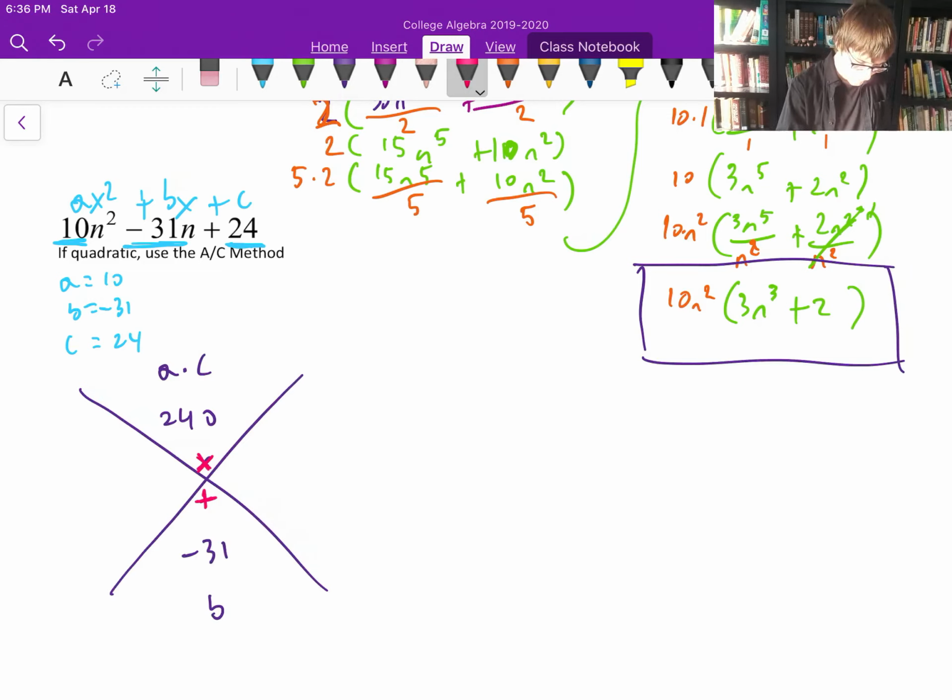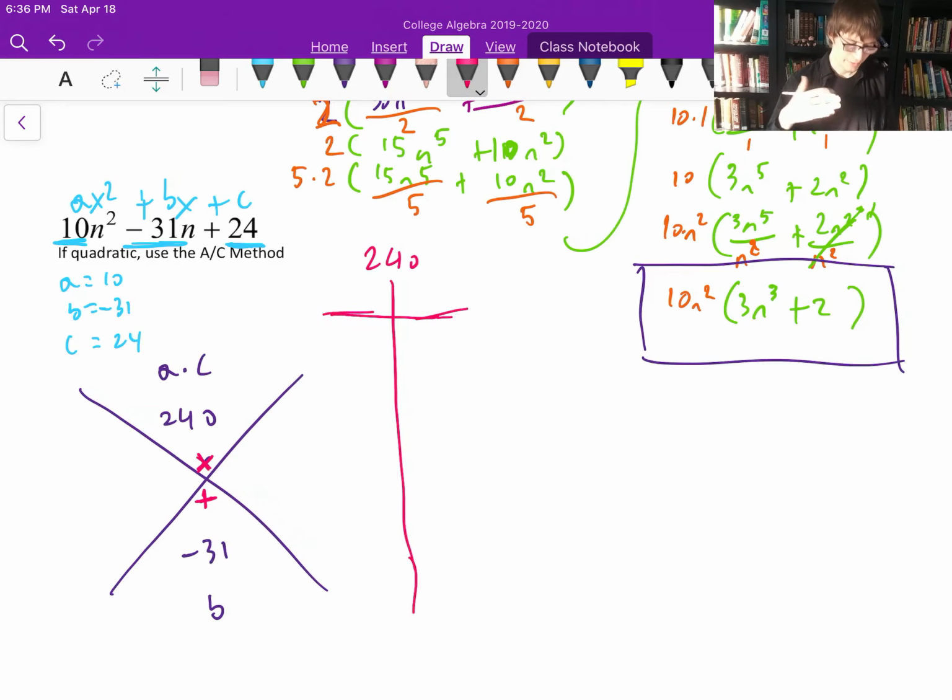Here's how I'll do this. I'll write 240 at the top, because that's the number I want to multiply to. And underneath it, I will make a little table here. Because I want to find all the numbers that multiply to 240, and I want to figure out if I can combine them in any way to get to negative 31. So let's see. What are the numbers that multiply to be 240?